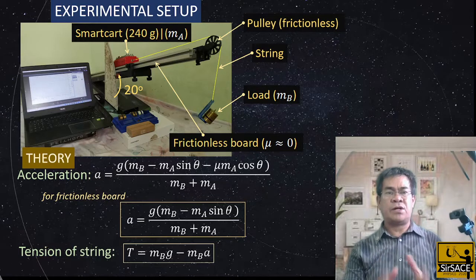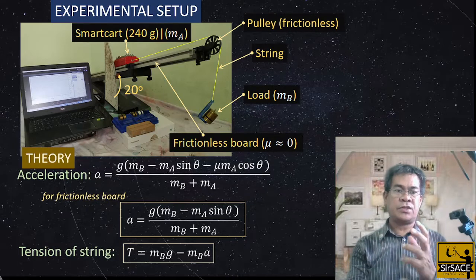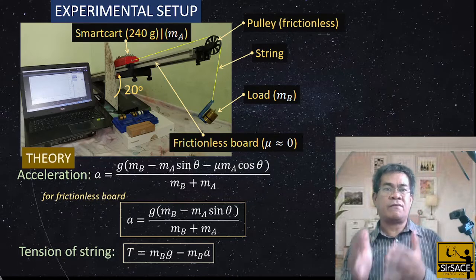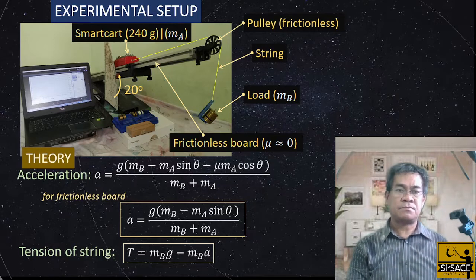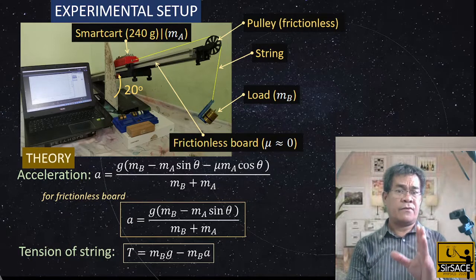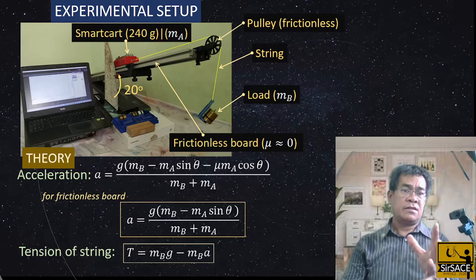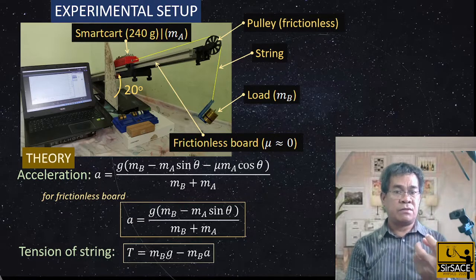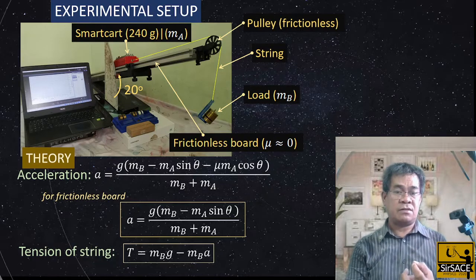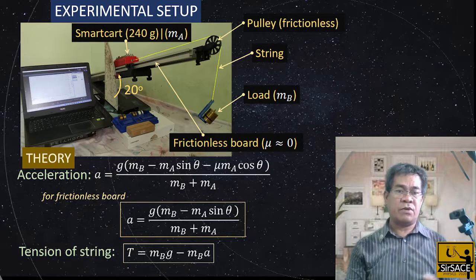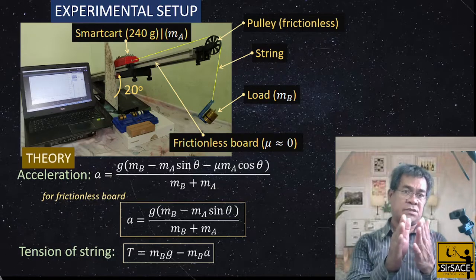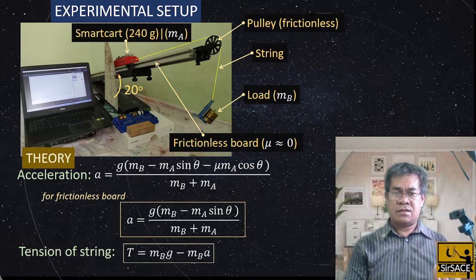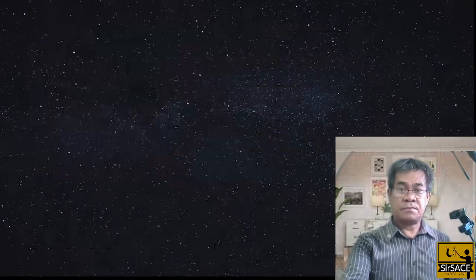So all we need to do now is to compute the theoretical acceleration and tension, and we will provide the experimental acceleration from the sensor. Then we will compute the percent error, or what we call the percent difference. We will measure how far the experimental data is away from the theoretical.